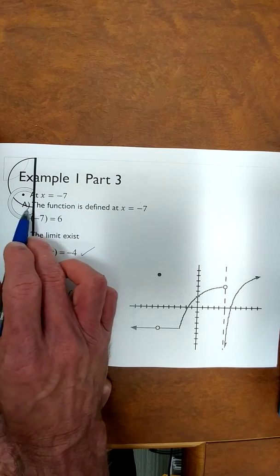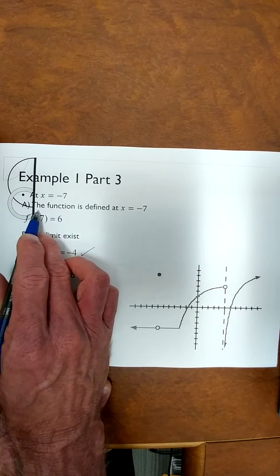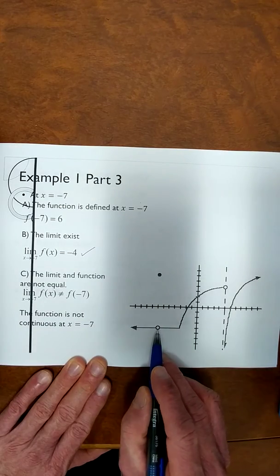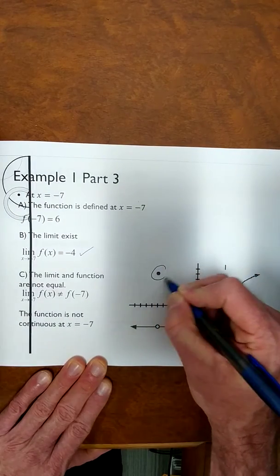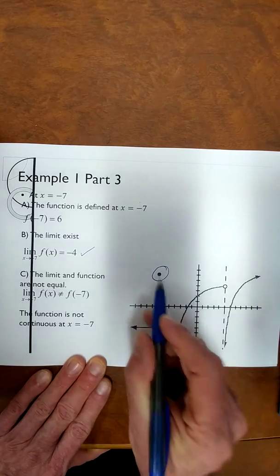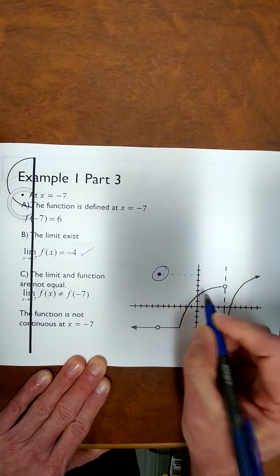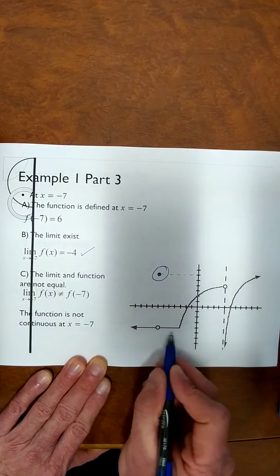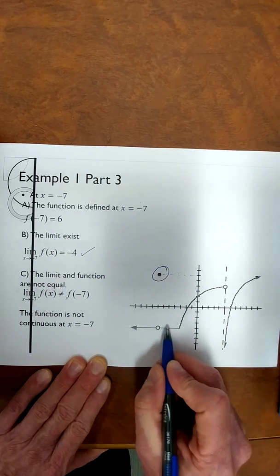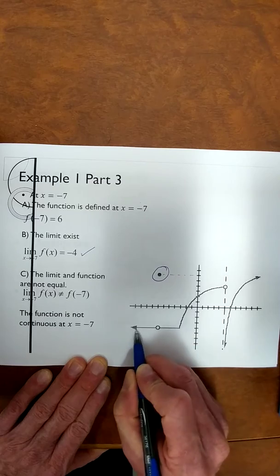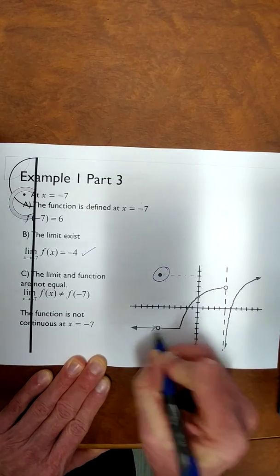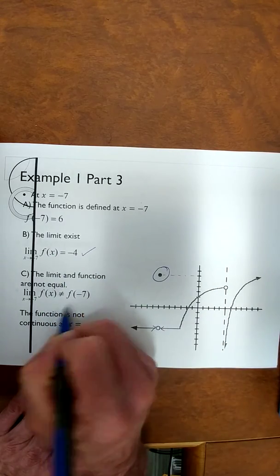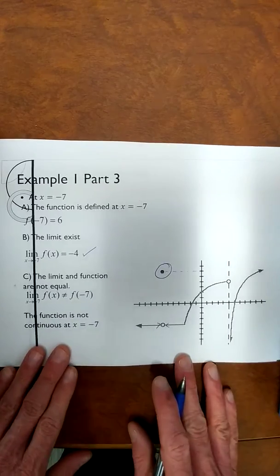But anyway, is the function defined at -7? Actually it is. You're saying, well, with a hole it wouldn't be. But notice we do have the solid point up there. That defines the function, and it appears to be 6. But the limit appears to be -4. We did the little trick where approaching from the right and approaching from the left, we both landed at -4. But the problem is those are not equal.